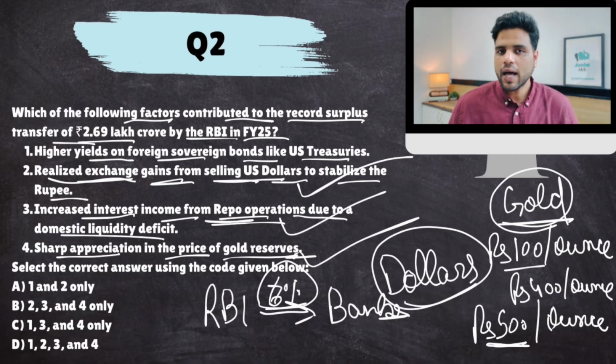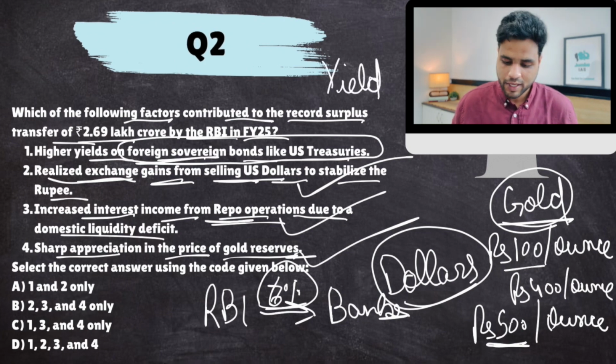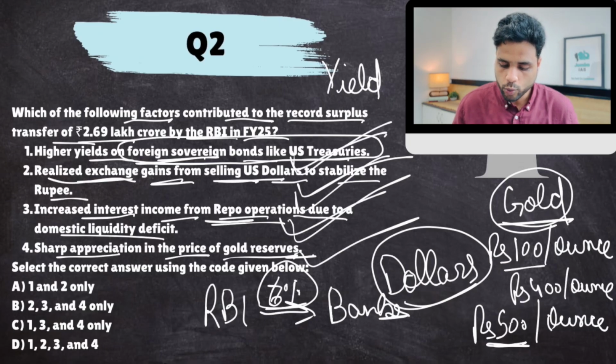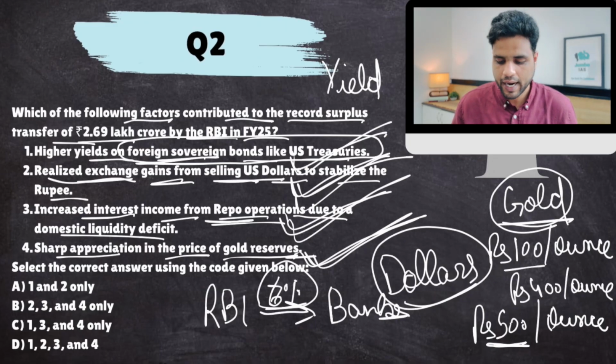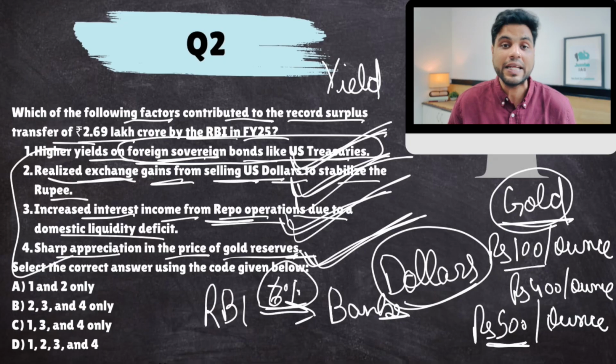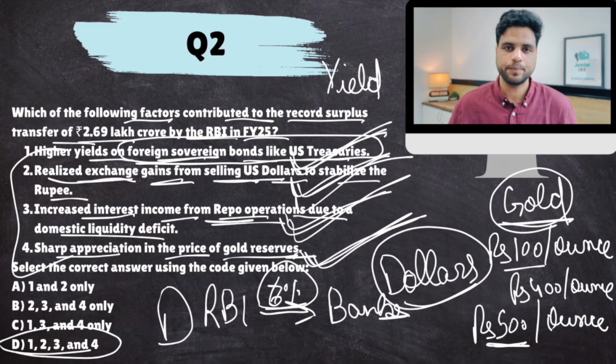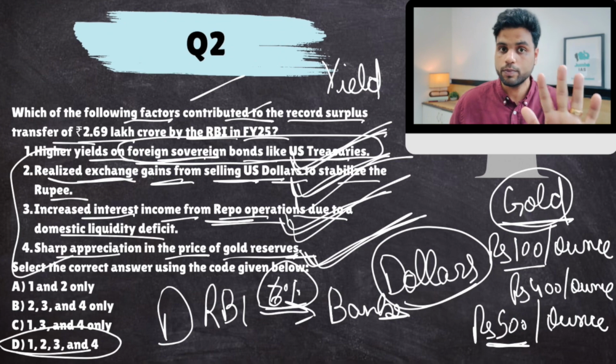Plus the surplus money with RBI in the form of dollars, sometimes RBI invests it in US government bonds. And those US government bonds also provide yield. That is also RBI's income. So all 4 factors led to an increase in RBI's surplus. There was a lot of gold sold, a lot of dollars sold, too many repo operations and good yield on US treasuries. So all these factors contributed to RBI earning a lot of profit and hence they transferred a lot of it to the government. So the answer would come out to be D. Make sense? Okay, remember this. An MCQ can be asked from RBI surplus transfer. So pay close attention to this.